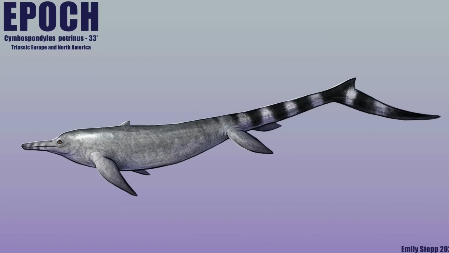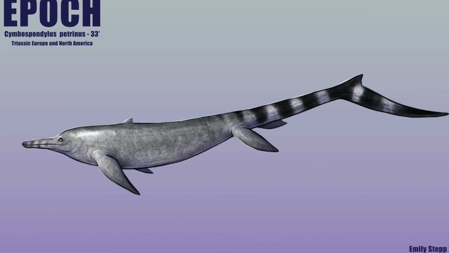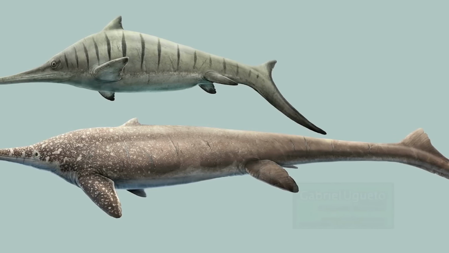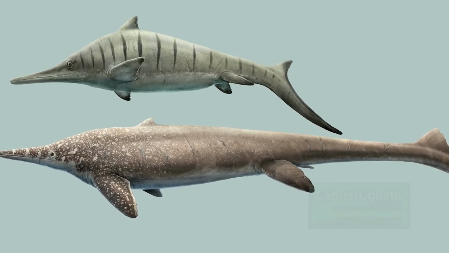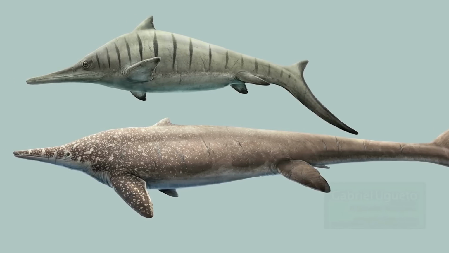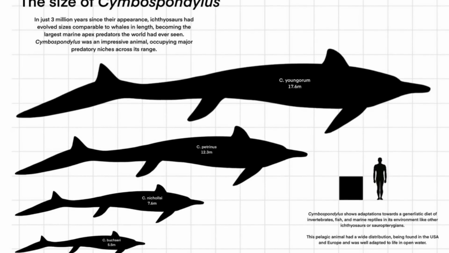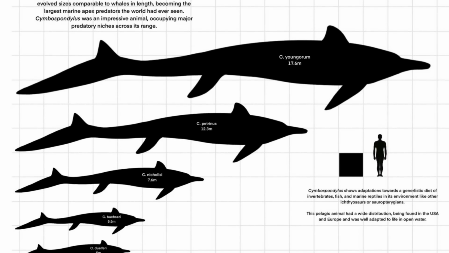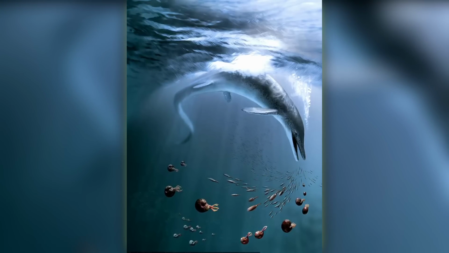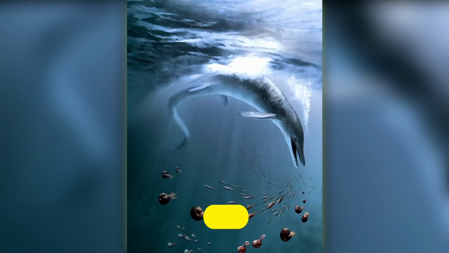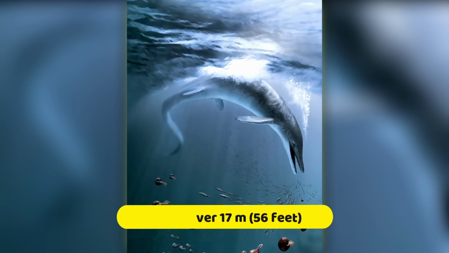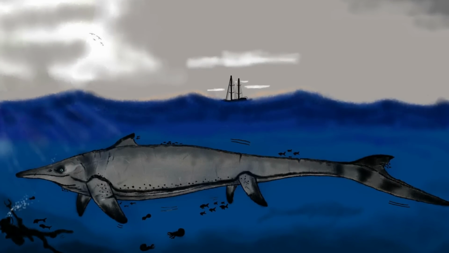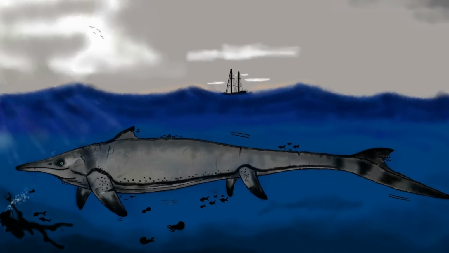As an ichthyosaur, Cymbospondylus had flippers for limbs and a fin on its tail. Cymbospondylus has a very slender profile, unlike later ichthyosaurs, which have a morphology similar to those of dolphins. The different species of Cymbospondylus vary greatly in size, with the smallest reaching around 4 to 5 meters, or 13 to 16 feet in length. The largest known species, Cymbospondylus youngorum, is estimated at over 17 meters, or 56 feet long, making Cymbospondylus one of the largest ichthyosaurs identified to date, but also one of the largest animals known of its time.